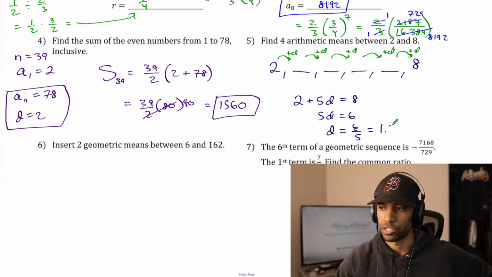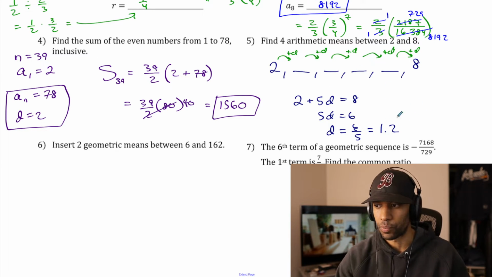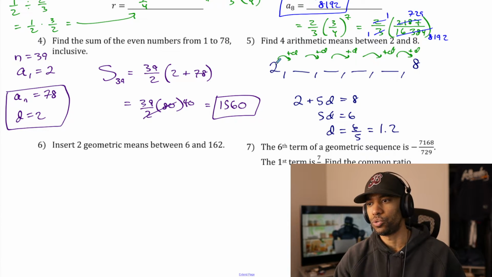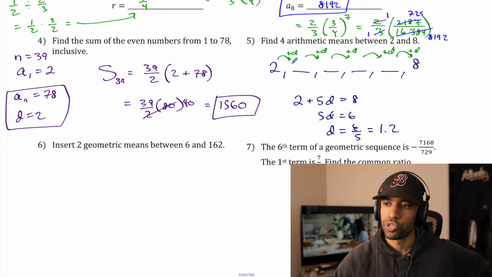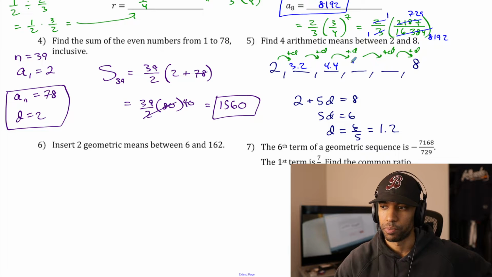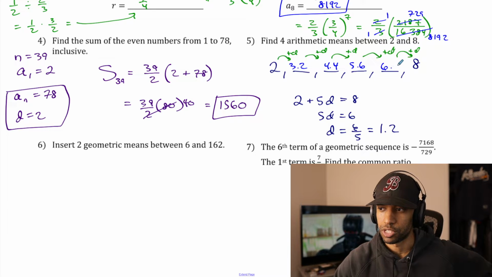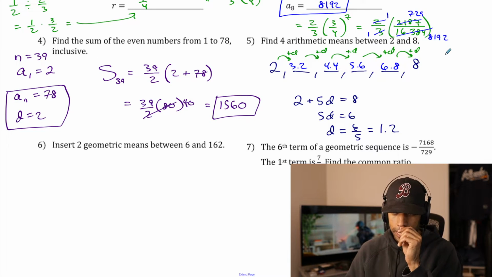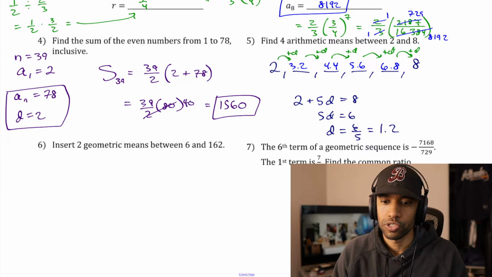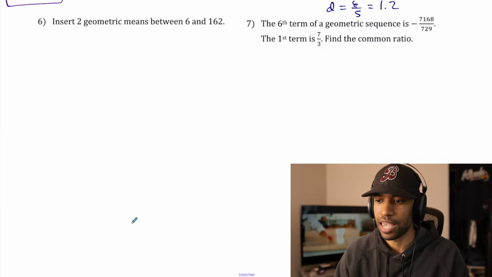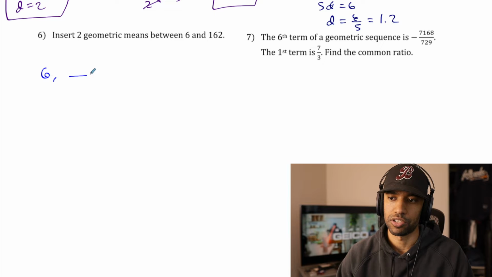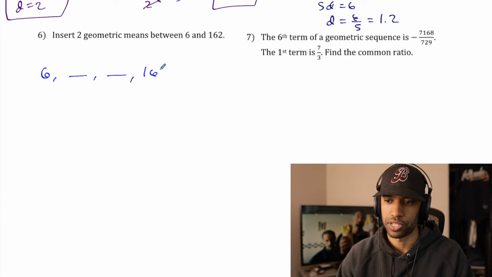Now, I'm going to write it as 1.2 because it's exact, and that can get us to where we need to easily enough. So, to find the means, we add 1.2 each time from one number to the next. 2 plus 1.2 is 3.2, plus 1.2 is 4.4, plus 1.2 is 5.6, plus 1.2 is 6.8, plus 1.2 indeed gives us 8. And those are the 4 arithmetic means between 2 and 8. Okay, insert 2 geometric means between 6 and 162. This means that from 6, there's a blankety, blankety, and 162 here.